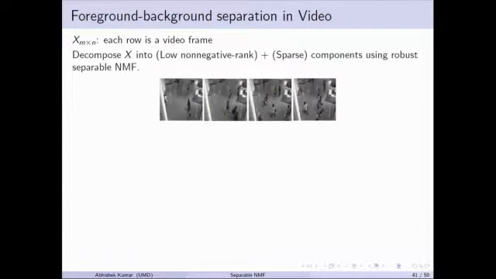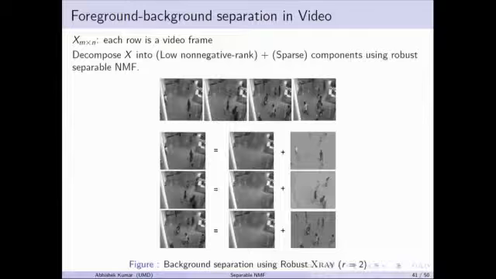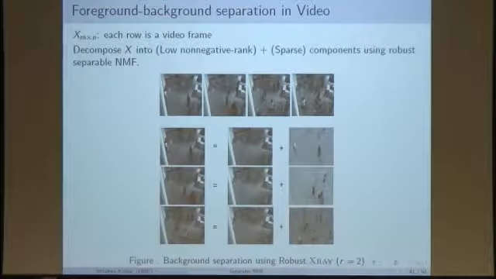Now let's go back to the foreground-background separation problem in video. So again, here our data matrix is such that we have each row a video frame, and we want to decompose it into two matrices, a low non-negative rank matrix and a sparse matrix. So the low non-negative rank matrix will model the background, and the sparse matrix will model the foreground. And we want to see how separable NMF methods perform under this setting. So here I've shown some images on this data. So you can see that the separable method with the inner dimension of 2, it recovers the background and foreground reasonably well.